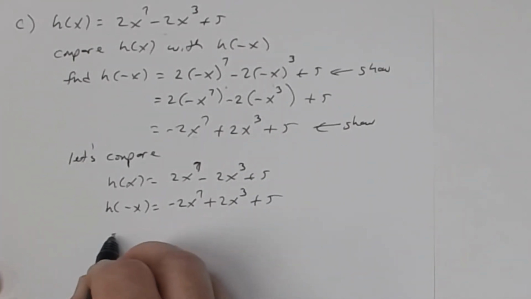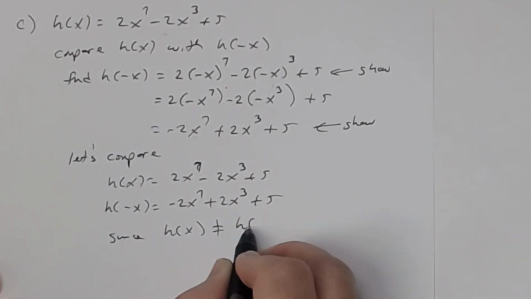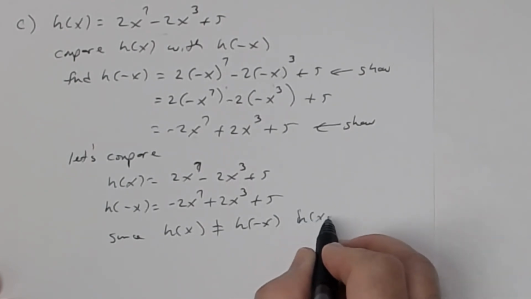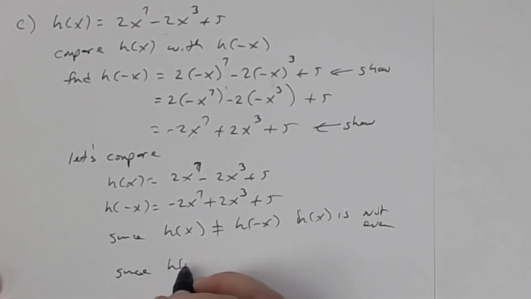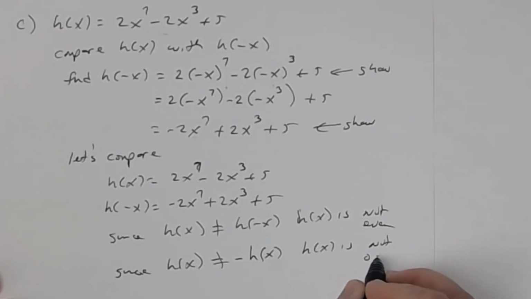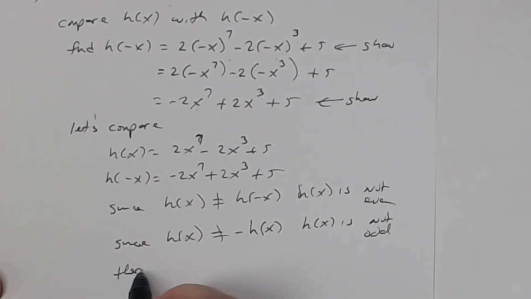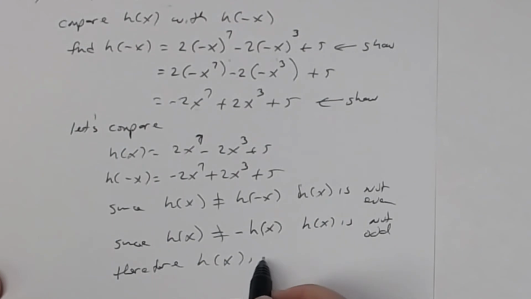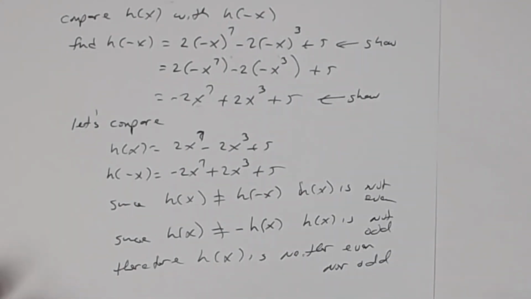So you're going to say, since h of x does not equal h of negative x, h of x is not even. Since h of x does not equal the opposite of h of x, then h of x is not odd. Therefore, h of x is neither even nor odd. And that's it.